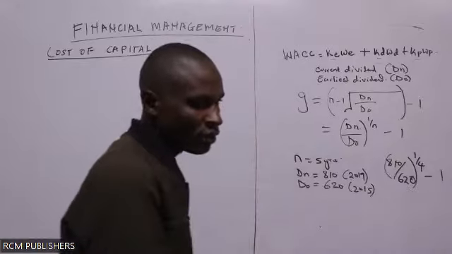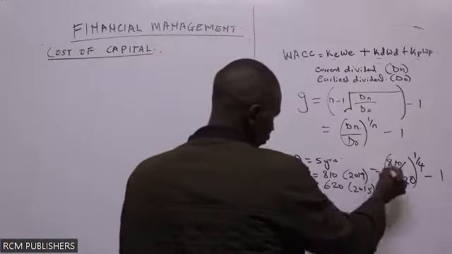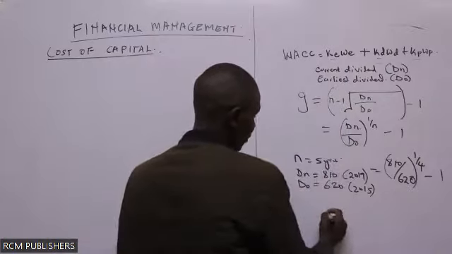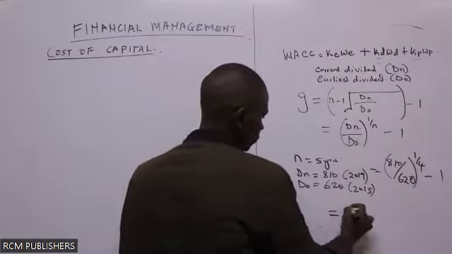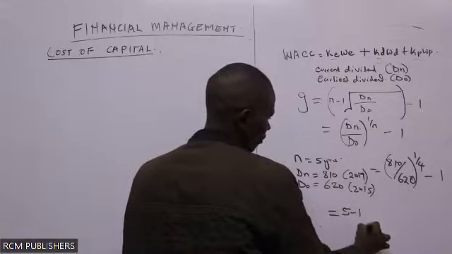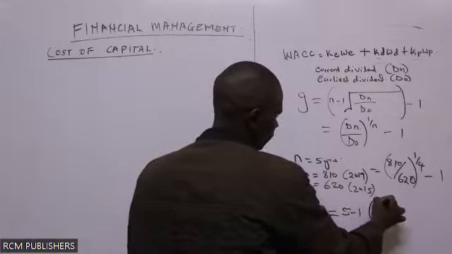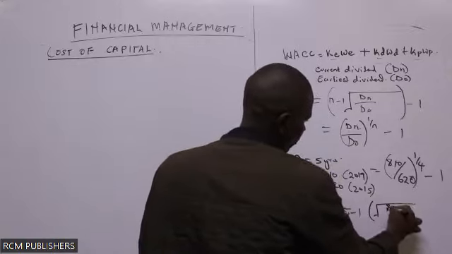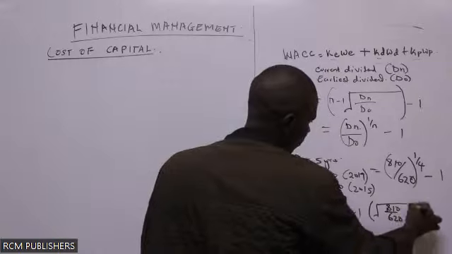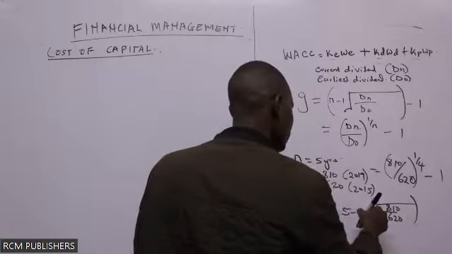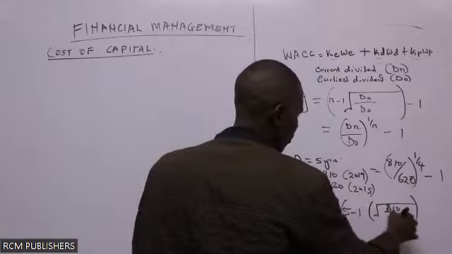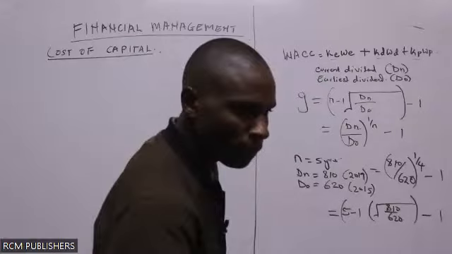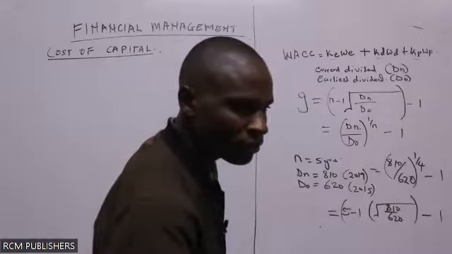One person can use that formula for growth. Another can use this one, and we see whether it gives us the same thing. It's equal to 5 minus 1, the square root of 810 divided by 620. Then you work out all this first, then the minus 1. How much are we getting for the growth rate?